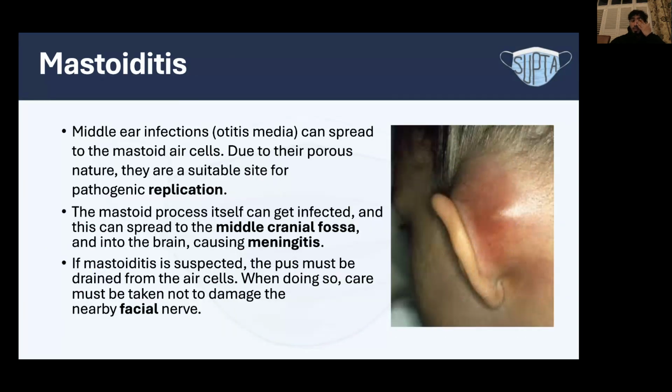Mastoiditis, so like we said before, this can be as a result of otitis media. Due to the porous nature, because there's so much air there, it's quite a suitable site for pathogenic replication. If it gets infected, it can spread to the middle cranial fossa, causing, like we said, meningitis. If we have this, we must drain the pus from the air cells because we worry that it's going to spread again. And we need to make sure that we don't damage the facial nerve. That's, I guess, one of the main surgical complications we're worried about here.